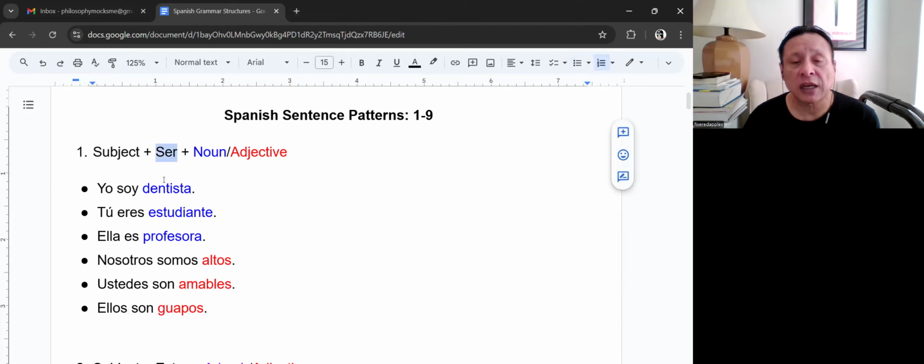Then we have ser. Ser is one of the to be verbs in Spanish. And then after the ser, you can have a noun or you can have an adjective. And this pattern matches English, right? I am a dentist: subject, be verb, noun. Or I am tall: subject, verb, adjective. So the Spanish and the English sentence pattern is the same. So yo soy, that's the ser verb conjugated for yo. Yo soy dentista. I am a dentist.